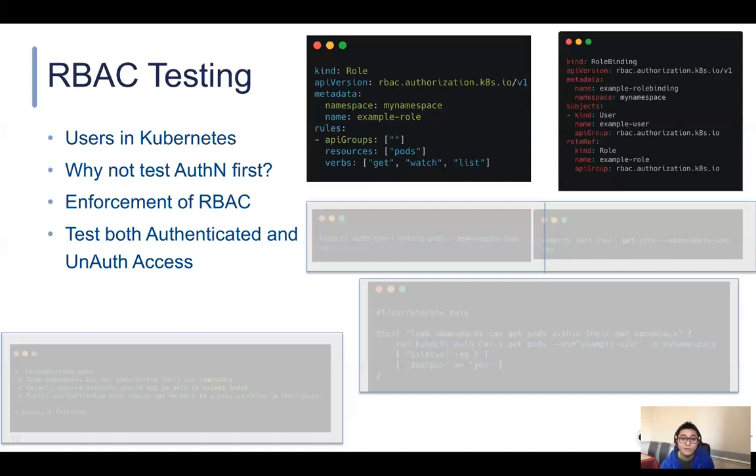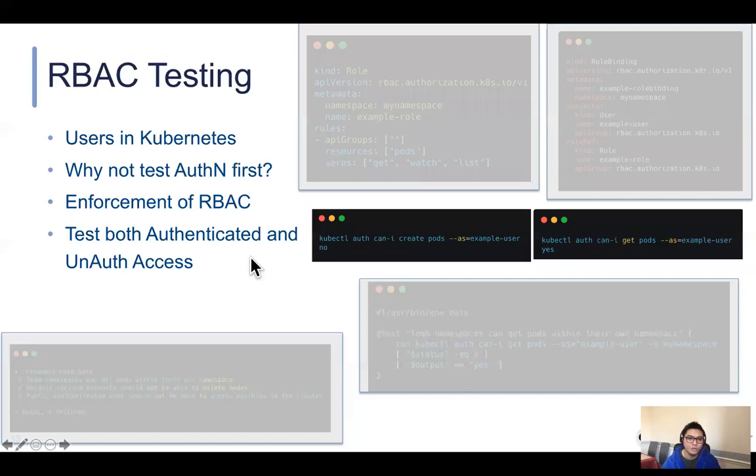How do you test it? Kubernetes allows you to test it using the kubectl auth command line function. kubectl auth can-i gives you a simple yes or no statement based on what you're asking it to do. For example, in this case, I'm asking if example-user can create a pod, and it answers me with a simple no. But can I list a pod, or can I get a pod, sorry? And yes, it allows you to list a pod.